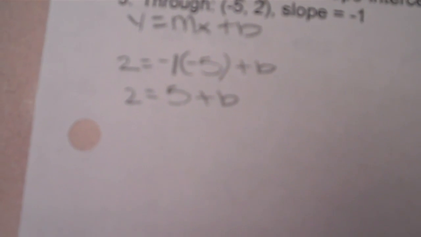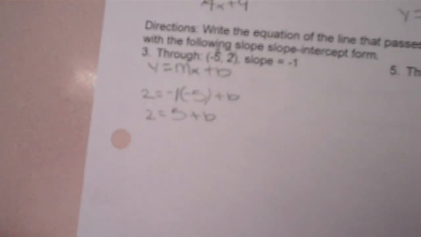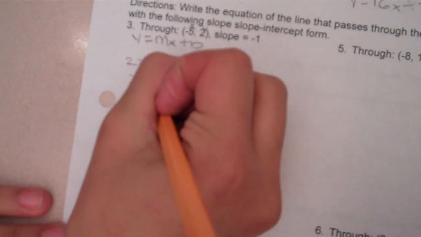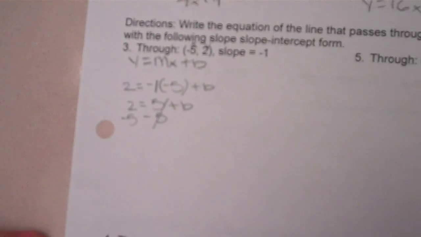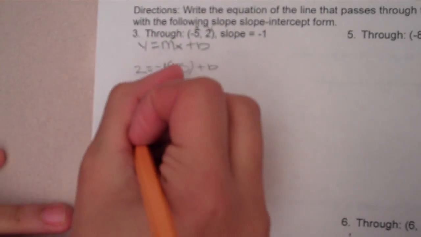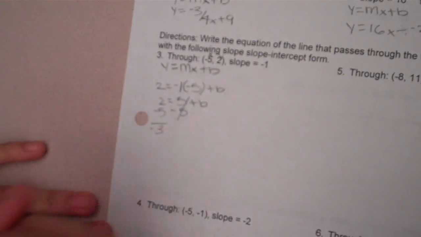So right now we have 5 plus b. What's the inverse of 5 plus? Well, subtract 5. Subtract 5 from both sides. Now we have 2 minus 5, which is -3, equals b.